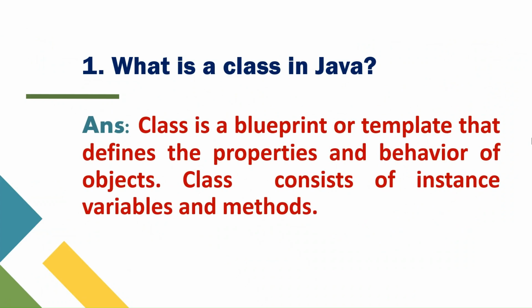Class is a blueprint or template that defines the properties and behavior of an object. Properties imply instance variables. Behavior implies methods. So a class consists of instance variables and methods.